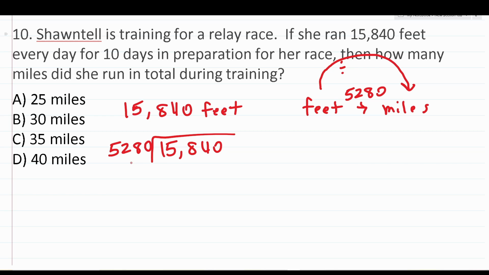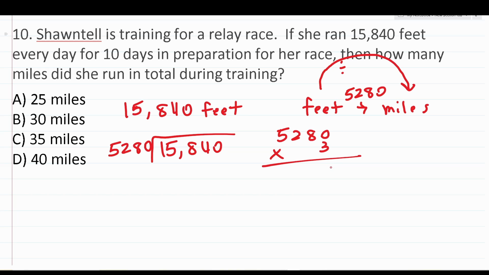And again, this math at first glance looks pretty difficult. That said, you should be able to use some estimation to figure this one out. You should be able to say that 5,000 times 3 would be about 15,000. So I'm going to say 5,280 times 3 should get me very close, if not exactly, to 15,840. All right, so let's go ahead and work this out.